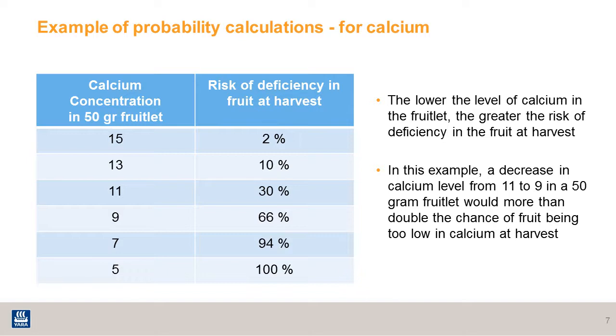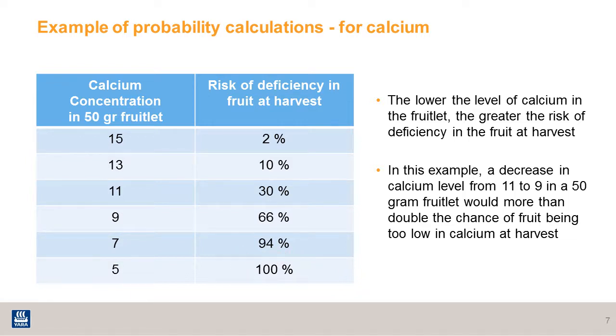Here's a useful table produced by Yara based on years of research work. On one side of the table, you can see the calcium concentration in the 50 gram fruitlet. And on the other side of the table is the risk of deficiency in the fruit at harvest in percentage. For example, if your fruit analysis at the 50 gram stage shows 5 milligrams per 100 grams fresh weight of calcium concentration, then you're 100% likely to have calcium deficiency at harvest.